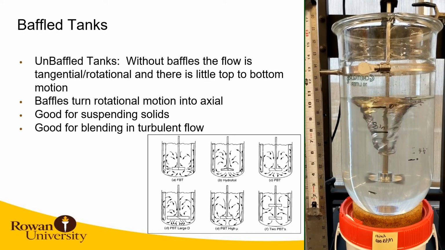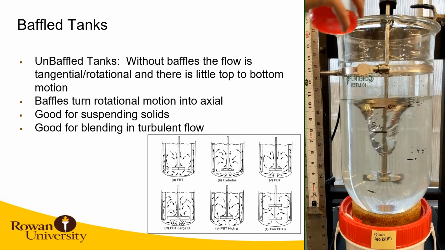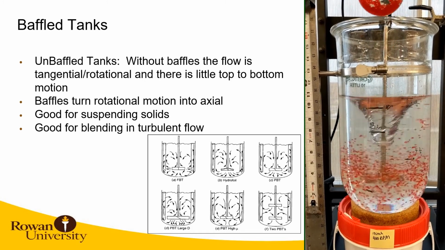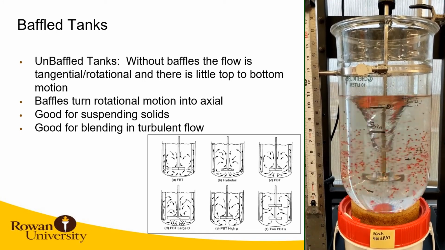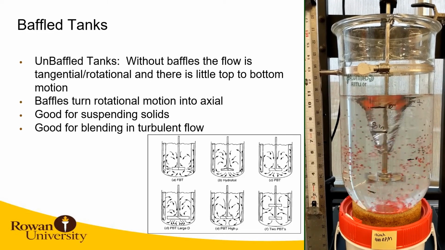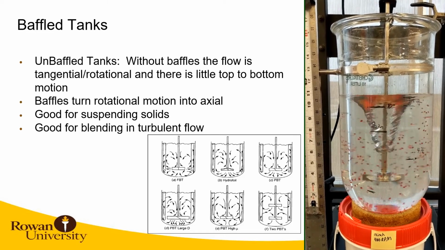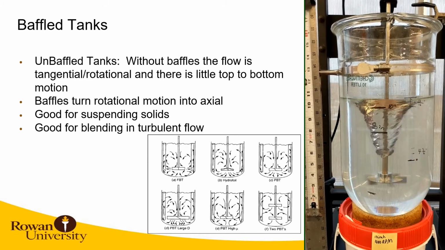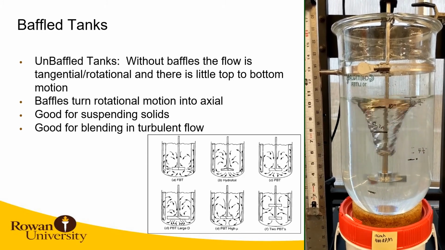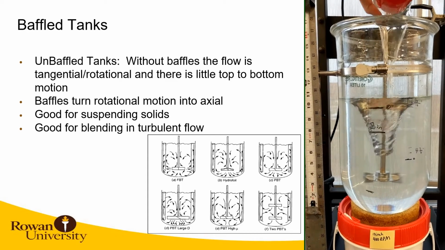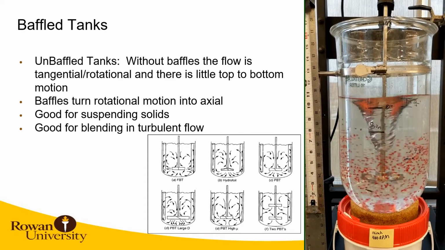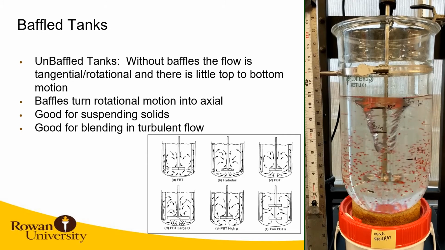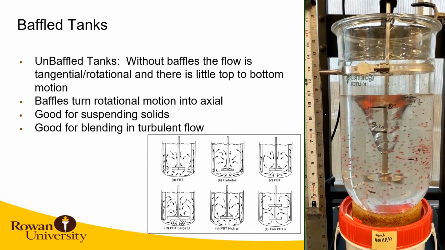I'm Chad Cochran, and here we're showing our lab scale. In unbaffled tanks, the flow is tangential and rotational, and there's little top to bottom flow, while in baffled tanks, they turn the rotational motion into axial flow. And so that's good for suspending solids, and it's good for turbulent flow. And then here in this video, we can see the solid suspension in our unbaffled tank.